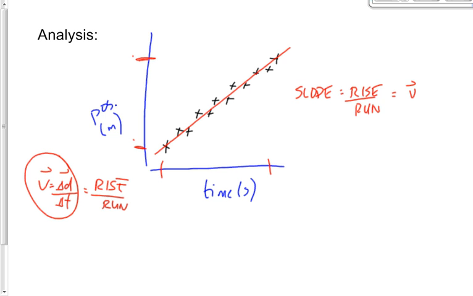So you're going to plot this graph. You're going to tell the spreadsheet to plot a line of best fit. You're going to tell the spreadsheet to calculate the slope, and that slope is going to be the velocity of the car. Then you're going to go to your conclusion. Your conclusion has two parts to it. One, what did you find? Well, you found that the velocity of the toy car is whatever.